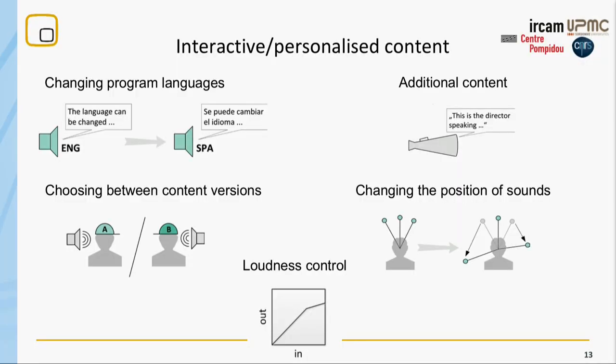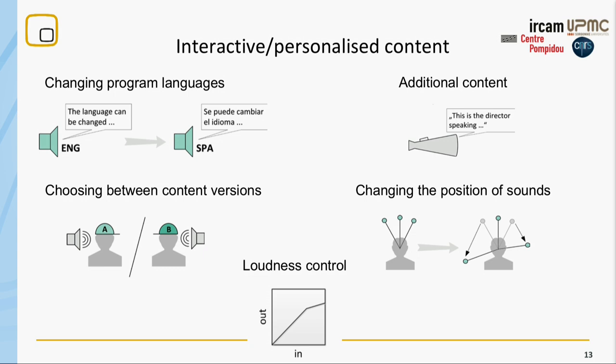But what's most important for us is you can send different programming languages. So you can send an overdub. So I get a French radio show, but I want to listen to it in English. You just select your main language, or you can have additional content, or you can have different content versions. Say you're watching a football play, and you're for team A, and your wife is for team B, so you can listen to the same content, but with different perspectives.